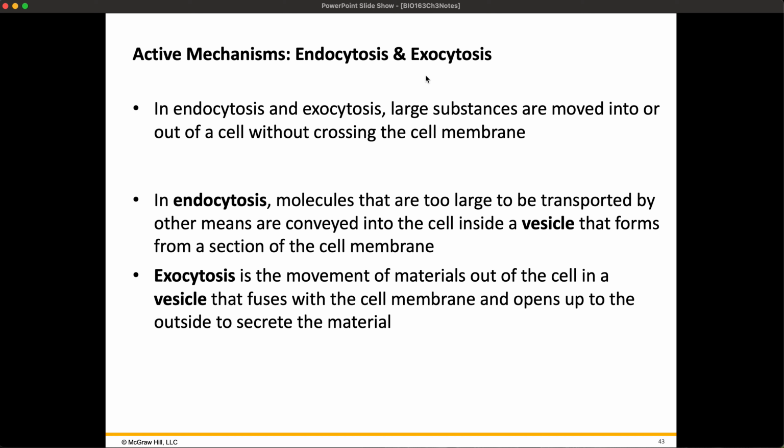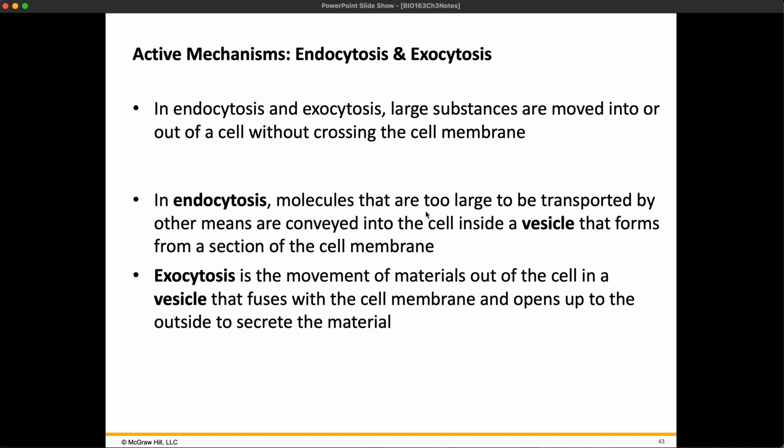All right, and then endo- and exocytosis. Endo is going inside, exo is going outside of the cell. These are typically used for large substances without crossing the cell membrane. Some substances are so large that if they did try to cross the cell membrane, they would end up bursting the cell open. By using these processes, they can fuse with the cell membrane, and then a portion of the cell membrane is pinched off and then naturally closes back and fuses back together without causing a major disruption.